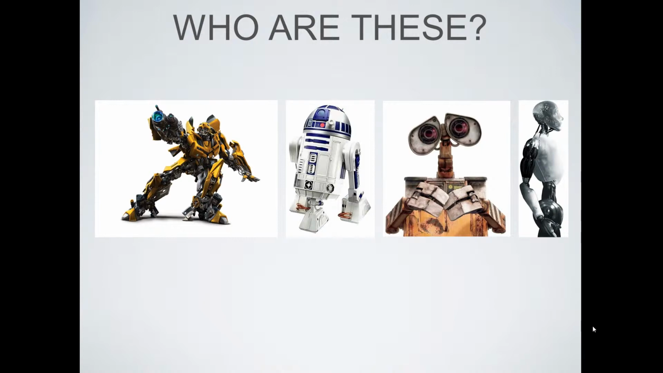My first question is, who are these? Take a minute to discuss in groups or in pairs, who are these 4 characters? Off you go.